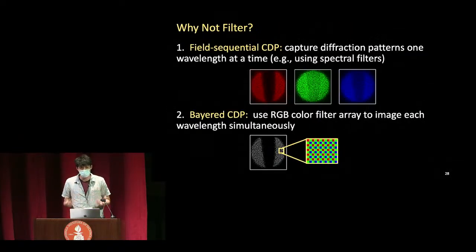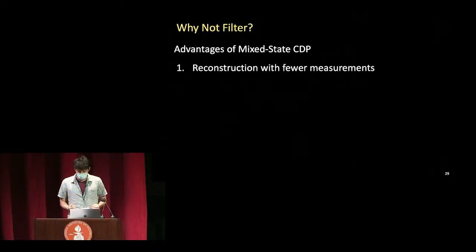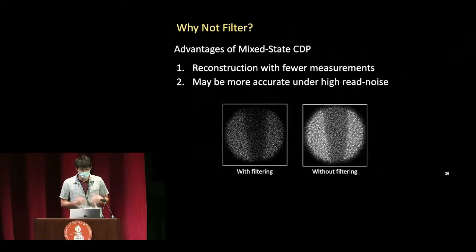But why not just filter light and perform coherent CDP? We could, for example, sequentially reconstruct each field if we have control over illumination. For other applications, we can also use Bayer filter arrays to disentangle the intensities of each field. So there are a couple of reasons why we might not want to use these coherent alternatives. For one, as we will show, we can make use of compressive priors to recover mixed state fields with fewer measurements than coherent alternatives. Additionally, filtering light is wasteful. If we don't filter, then our system may be more robust to noise.